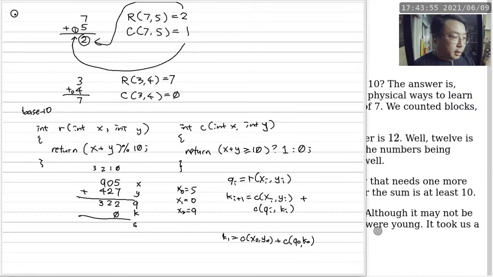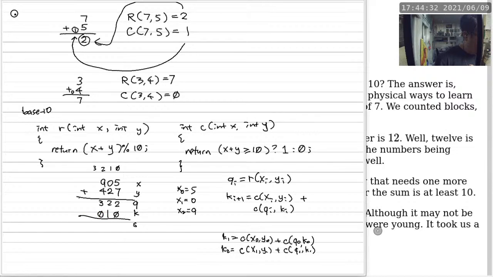One. Exactly. Okay, that is 1 over here. What about k2? So k2, if I expand, k2 is going to be the carry of adding x1, y1 plus the carry of adding q1, k1. So what would k2 be? 0. It would be 0, exactly, because 0 plus 2 has a carry of 0. 2 plus 1 also has a carry of 0. So we end up with a 0 over here.